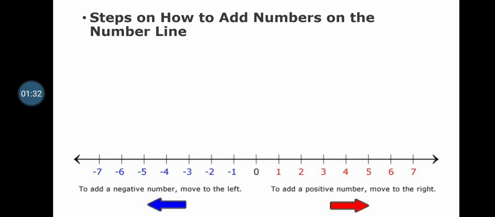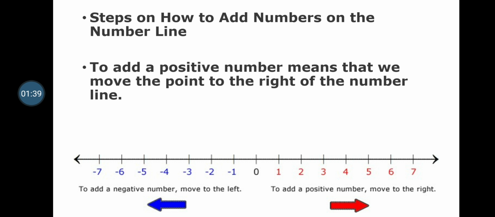So in this slide, we can see steps on how to add numbers on a number line. In your lower classes, you would have studied addition with the help of a number line. So here also, similarly for integers, we can learn with the help of a number line. To add a positive number means that we move the point to the right of the number line. As we know earlier, when we add a number, we move to the right in the number line.